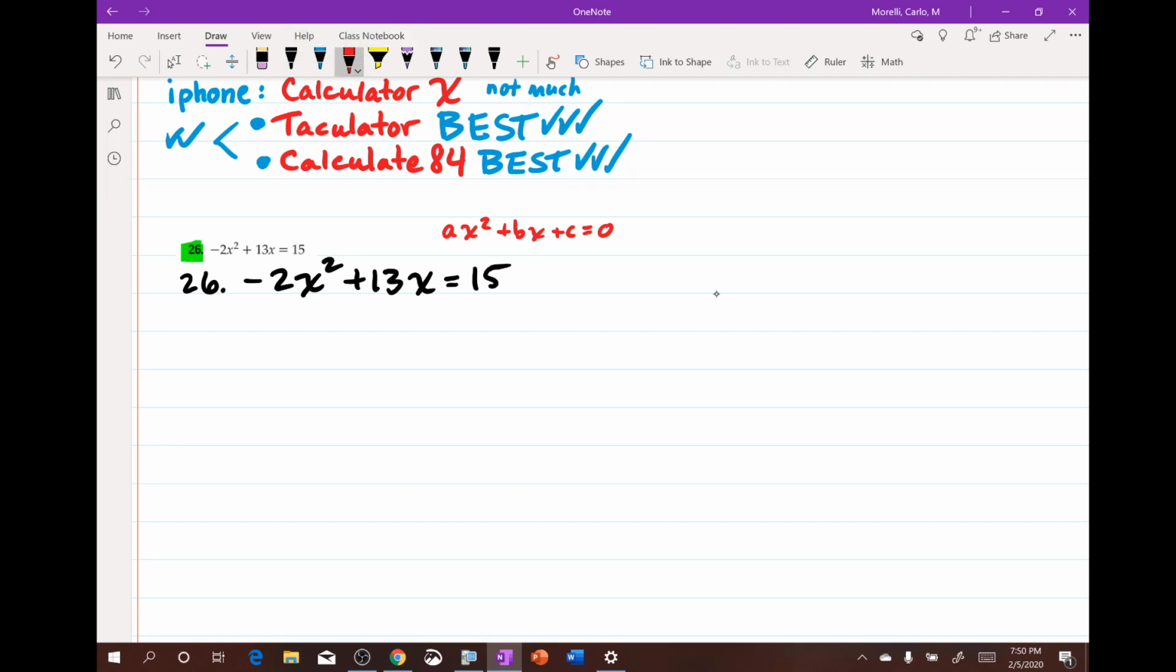Okay, so now we just need to subtract 15 from both sides and rewrite the quadratic. Negative 2x squared plus 13x minus 15 equals 0.